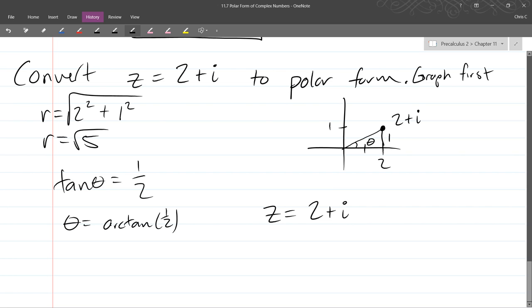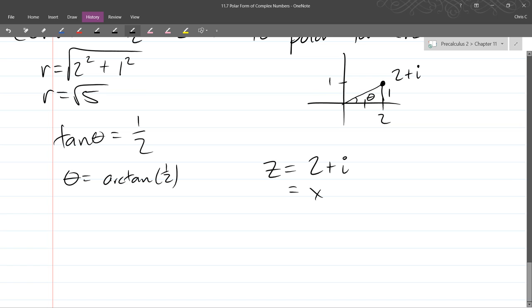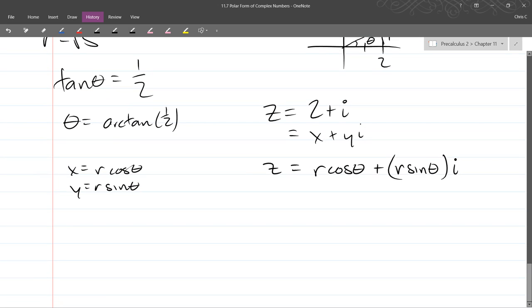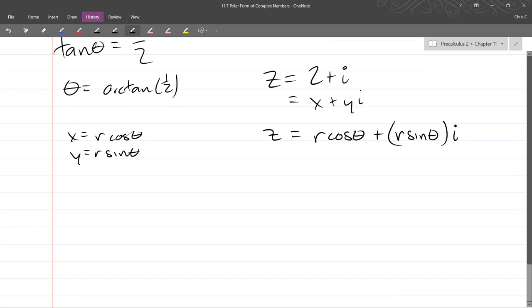I have this 2 plus i, and if we write it as x plus yi, x equals r cos theta and y equals r sine theta. So we're going to r cos theta plus r sine theta times i. So that's turning into polar coordinates right there. So we got rid of our x's and our y's. I just temporarily wrote x and y instead of a and b. Doesn't matter which way you go. And r cos theta and r sine theta, we'll replace them.